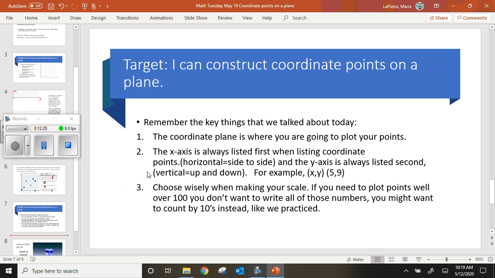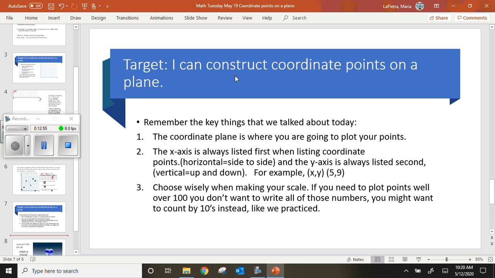So our target, I can construct coordinate points on a plane. Remember the key things we talked about today. The coordinate plane is where you are going to plot your points. The x-axis is always listed first when listing coordinate points, horizontally, side to side, and the y-axis is always listed second, vertically, up and down. For example, x, y, 5 would be your x, 9 would be your y.